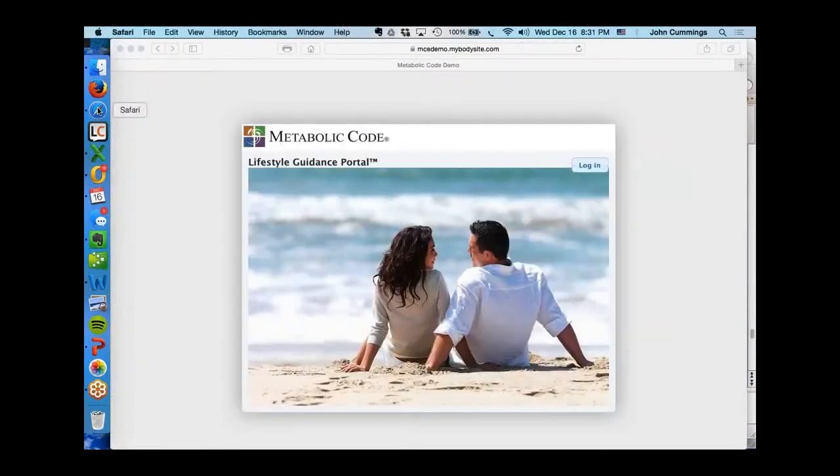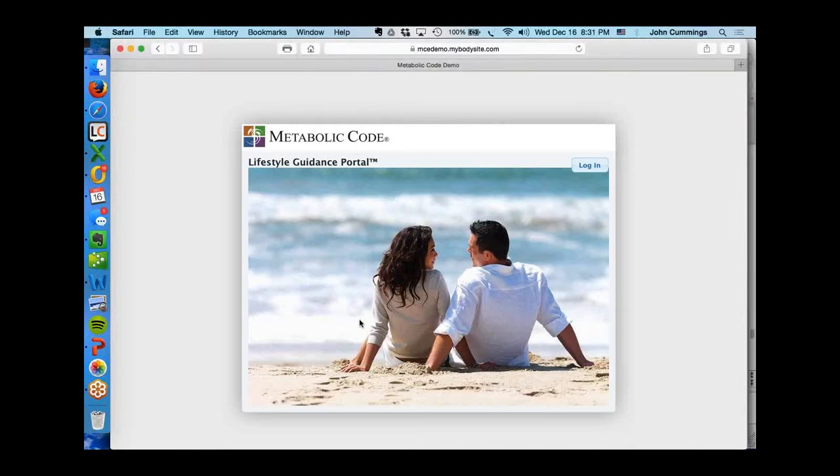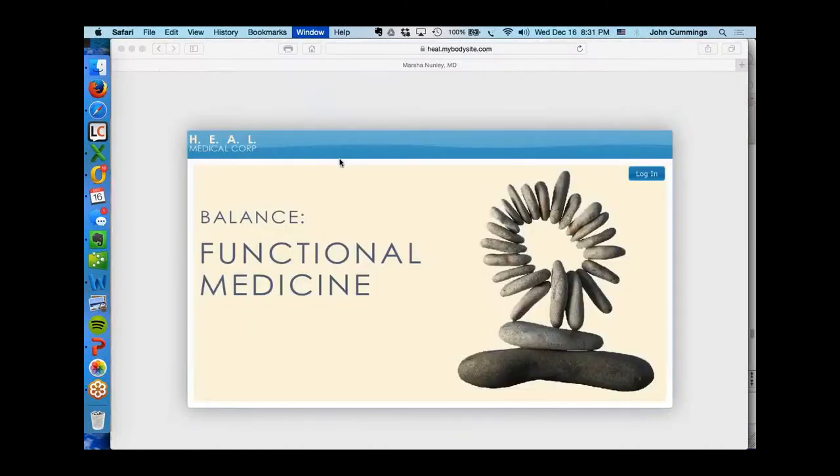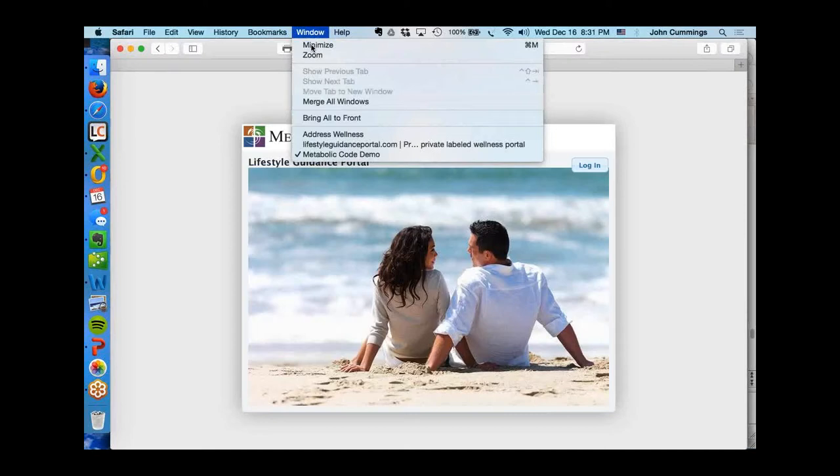So you have a cloud-based portal which is branded for your practice. Tonight we're talking about the Metabolic Code system, so this logo could be a little bit confusing, but you can have your practice's brand on this portal. It's completely private labeled for you. So whatever your brand and name is, it's all going to be in your name.